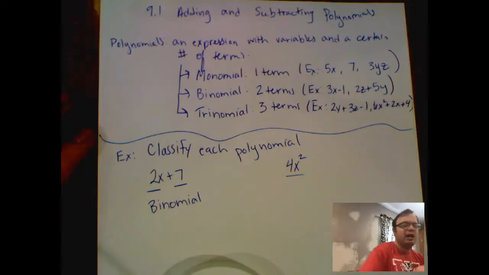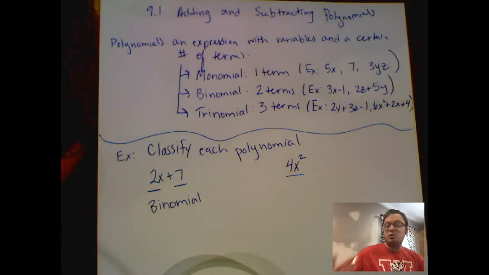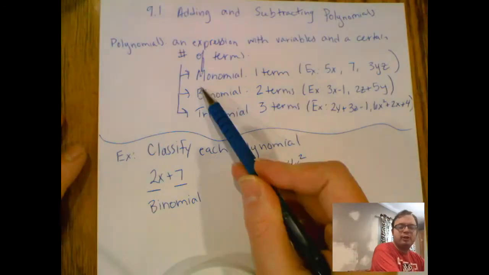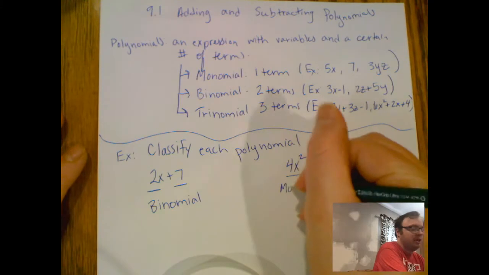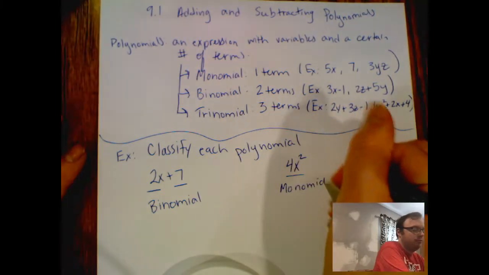Here, I've got 4x squared. This only has one term. There's no addition, there's no subtraction here. So this tells me I only have one term. Well, if we look back up here, one term is a monomial. So this is a monomial.